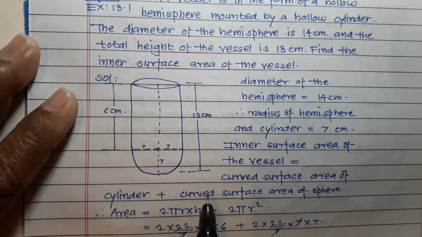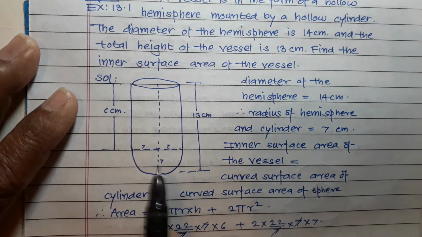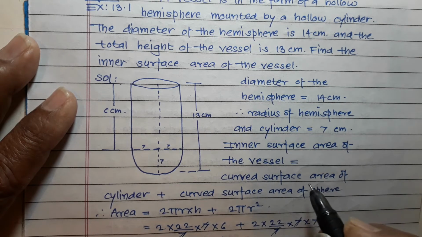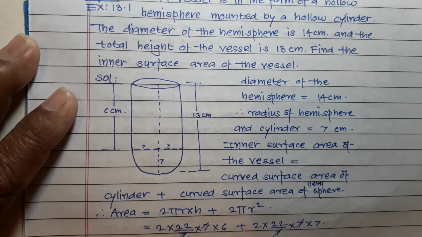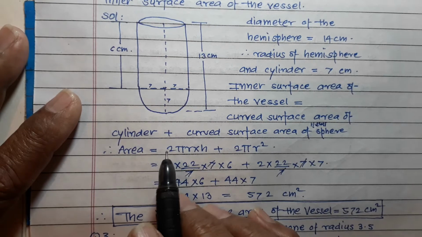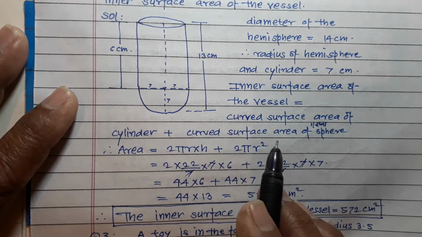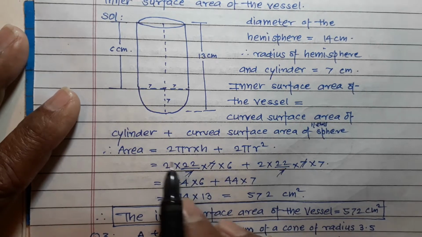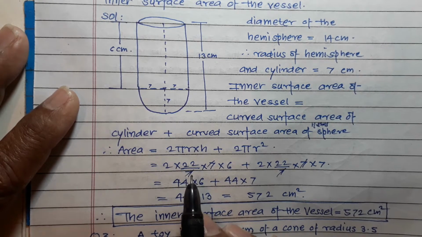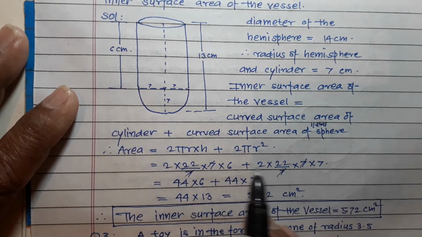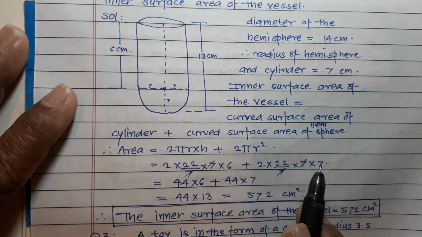Inner surface area of the vessel is equal to curved surface area of cylinder plus curved surface area of hemisphere. Therefore, area is equal to 2 pi r h plus 2 pi r square. So substitute values and simplify: 2 into 22 upon 7 into 7 into 6 plus 2 into 22 upon 7 into 7 into 7.